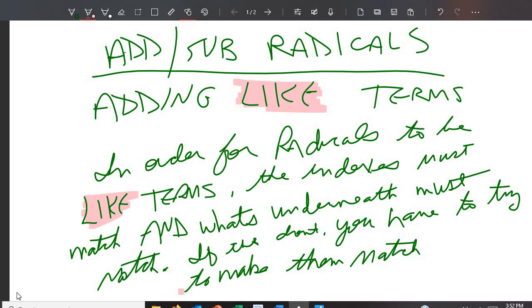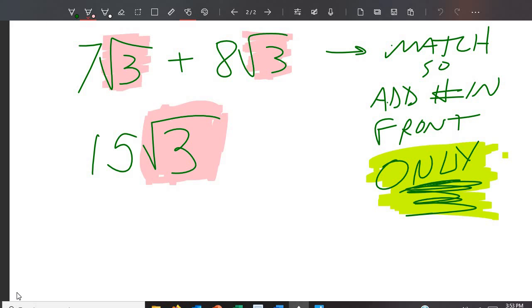If they don't match, you've got to try to force them to match by doing what we did in the first two sections, simplifying. Now, if you can simplify these from the first two sections, this will be no problem for you at all. Here's an example of adding. The roots have to match. Notice both of these are square roots of 3.